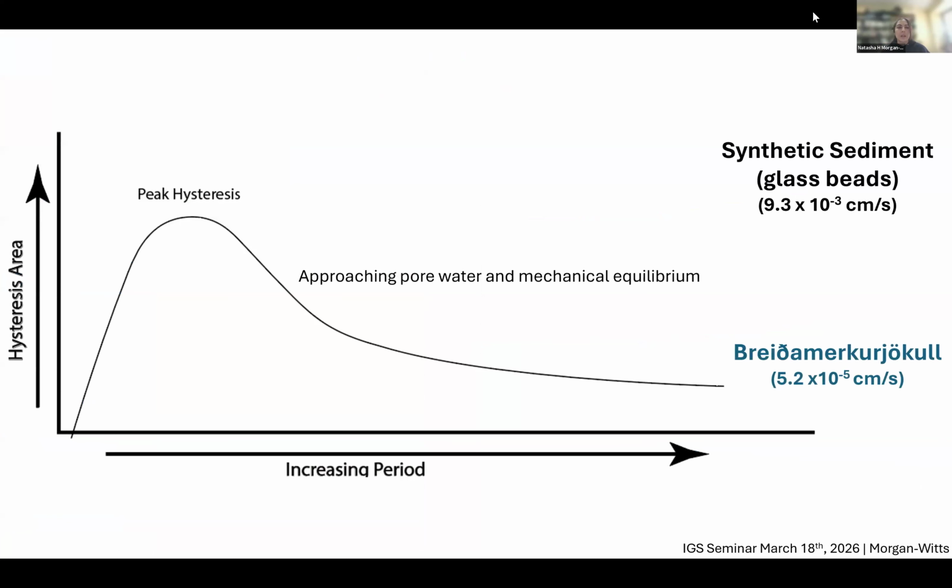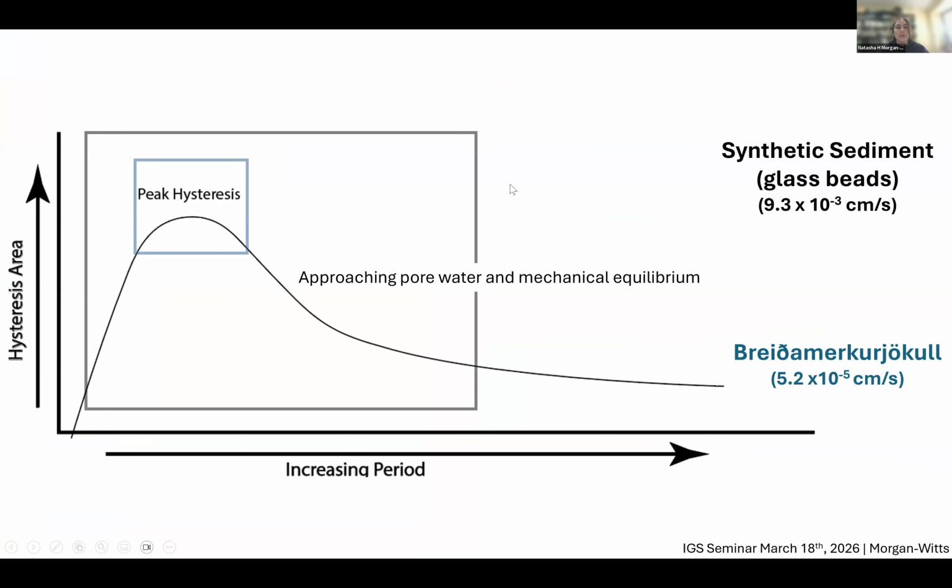So we can plot this general non-monotonic trend, this initial decrease, then an upwards trend towards peak hysteresis. And then as it steadily decreases, we think that's when it's approaching the pore water equilibrium and the mechanical equilibrium. With the glass beads, we think we're capturing a significant portion of this general trend, whereas with the Iceland till, just because it's so much less conductive, we're capturing maybe just the peak of this hysteresis area trend.